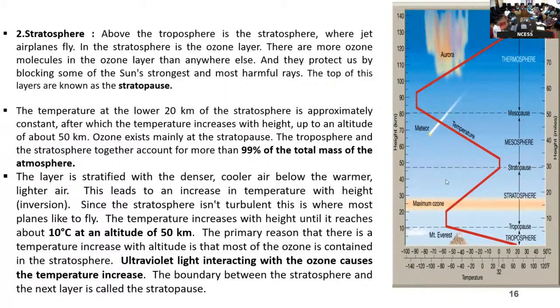I'll come to the interactions, but let me tell you this UV light interaction with ozone is causing the temperature increase in the layer. Before, we saw that in the lower level, the troposphere, temperature was decreasing, but here it is now increasing. It is just inverse. That is one of the particular characteristics of this layer, and it is more stratified because it is stable compared to the troposphere, more uniformly distributed.